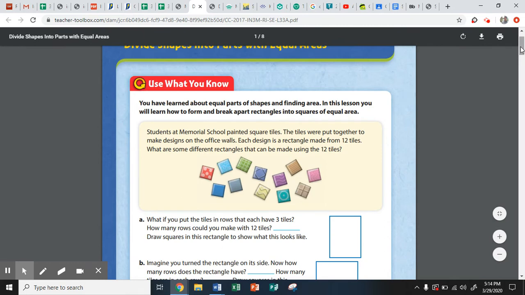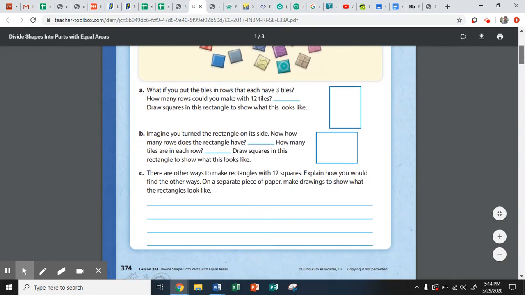Let's look at the questions that they ask us. So we have A, B, and C on this page. A says, what if you put the tiles in rows that each have 3 tiles? How many rows would you make with 12 tiles? Draw squares in this rectangle to show what this looks like. So the first question says, what if you put the tiles in rows that each have 3 tiles? So I'm going to make a row of 3.